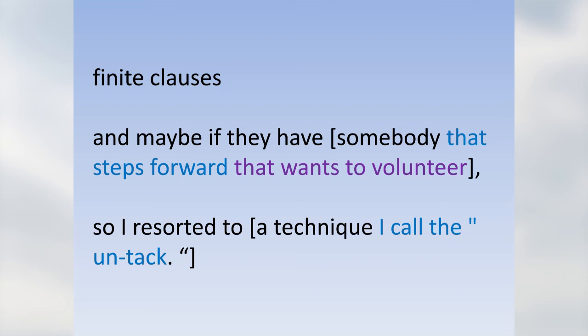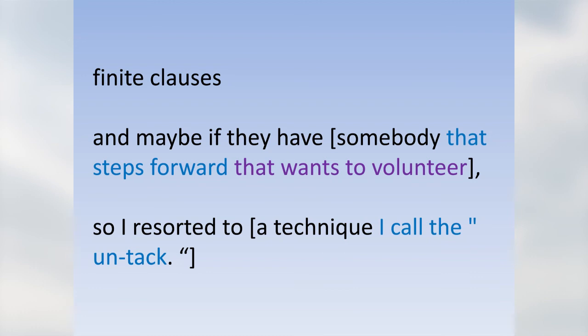Now finite clauses. These are mainly relative clauses, and there's most of a unit on them at the end of the book. There's a lot of material on relative clauses, so don't stress about them right now. Just be able to recognize them. There is at least one of these in your exercise. Notice that the head of the phrase here is somebody. You could drop the rest, right? You can drop the modifiers. Maybe if they have somebody, that would be okay, right? You could also replace the whole phrase. Maybe if they have one, right? Those tests indicate that somebody that steps forward that wants to volunteer is just one noun phrase. All of that's in the same noun phrase. And somebody is the head.